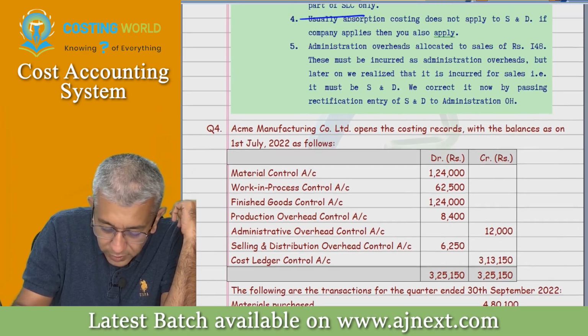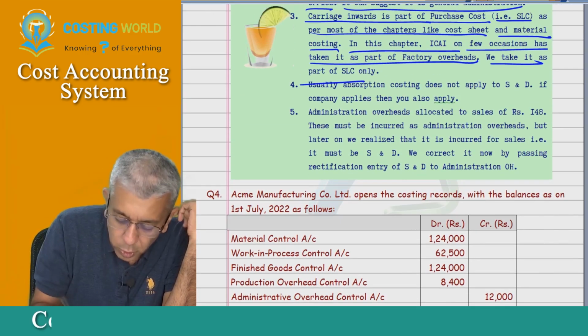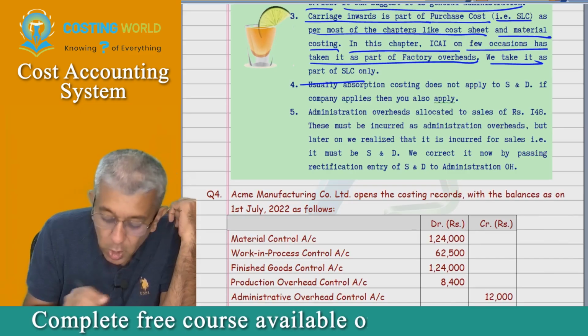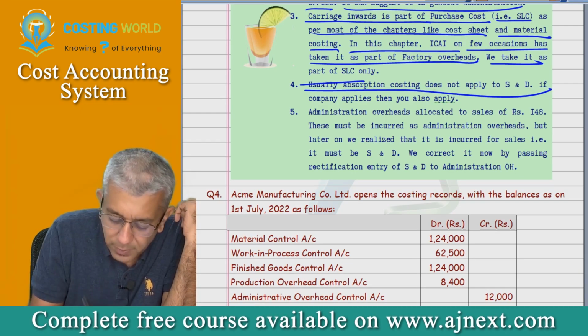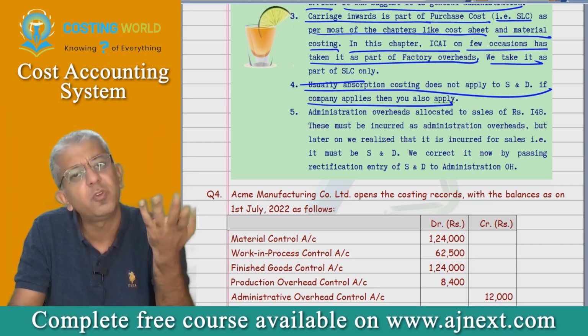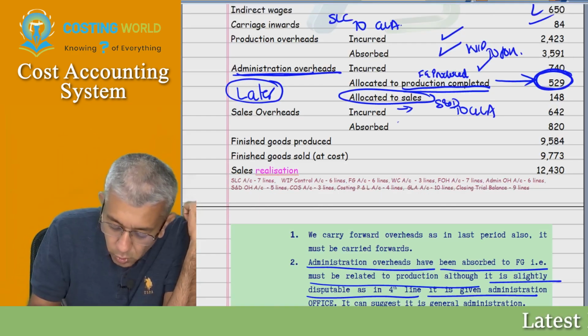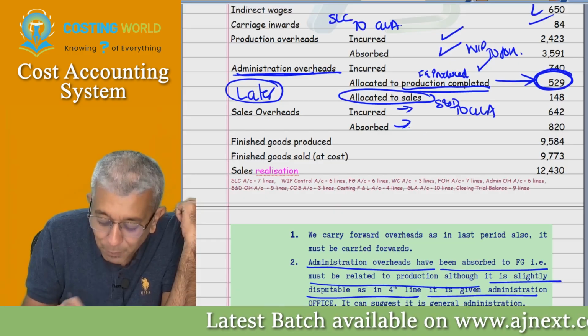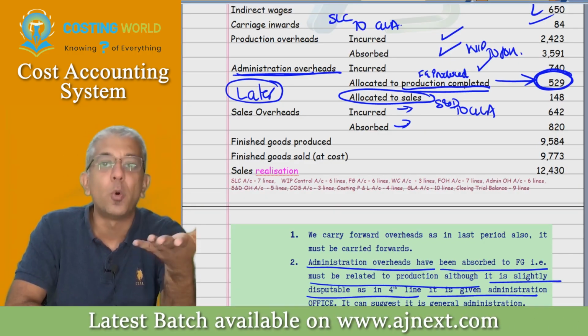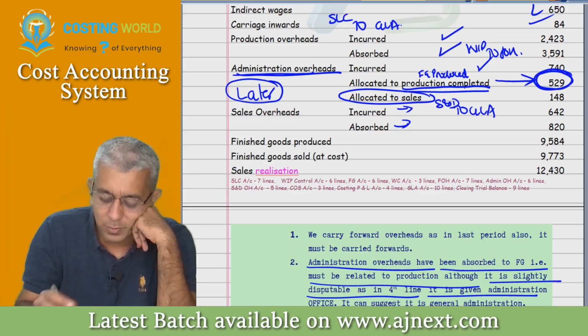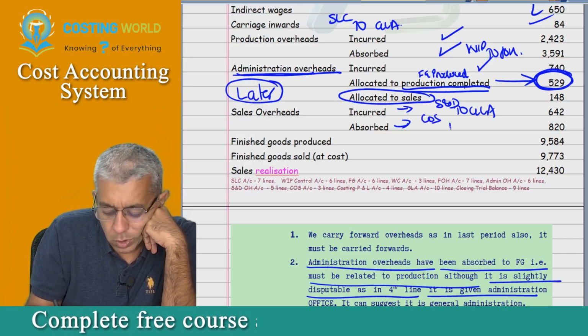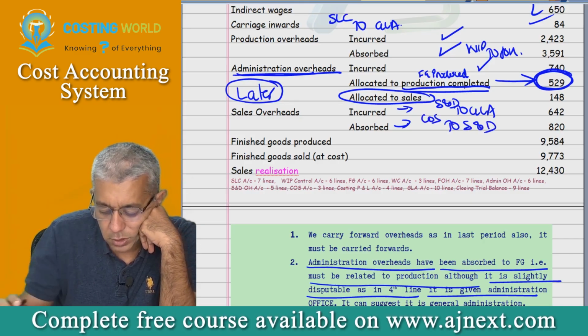See what I have written over here. Usually absorption costing does not apply to S&D, but if the company applies, then we also apply. So tell me, sales overheads absorbed. You all tell me the entry for S&D absorbed. Cost of sales account debit to S&D.